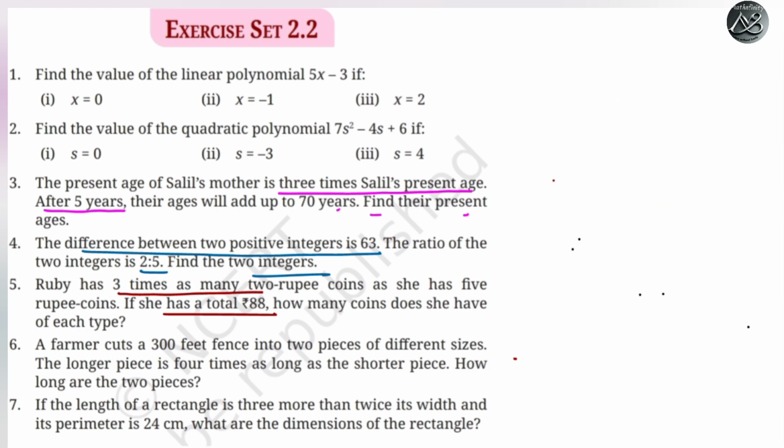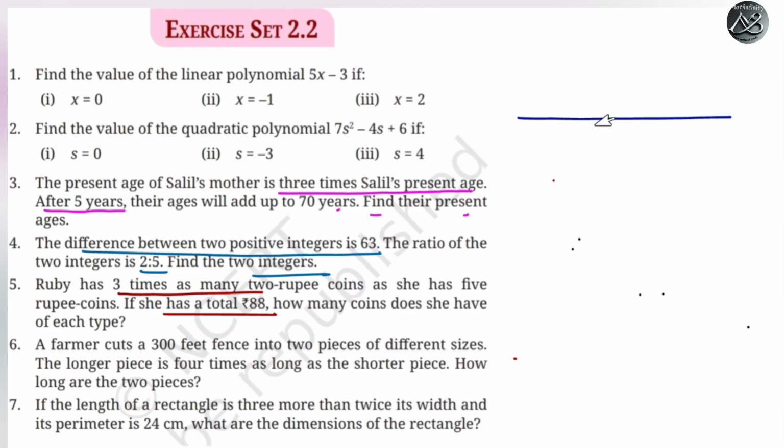Now the next question. A farmer cut a 300 feet fence into 2 pieces of different sizes. The longer piece is 4 times as long as the shorter piece. How long are the 2 pieces? ഒരു 300 feet fence ആണ്.